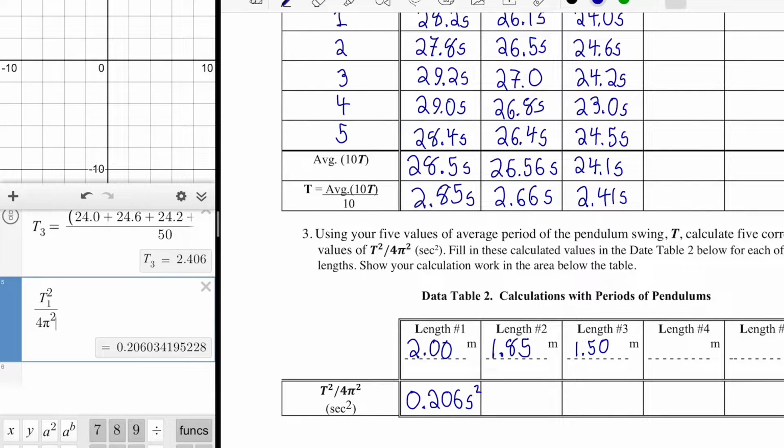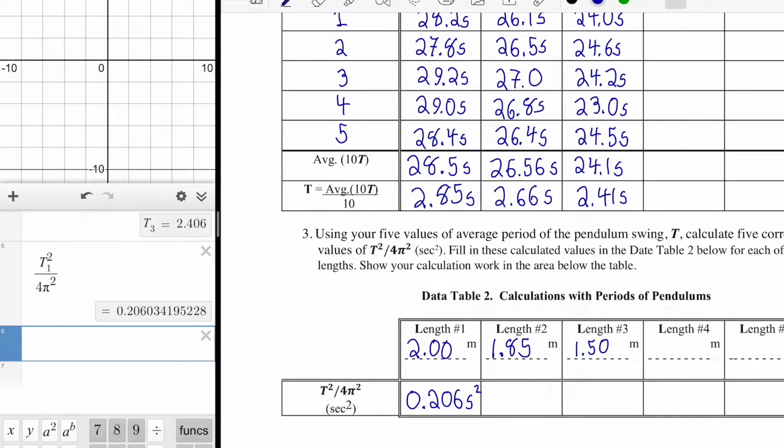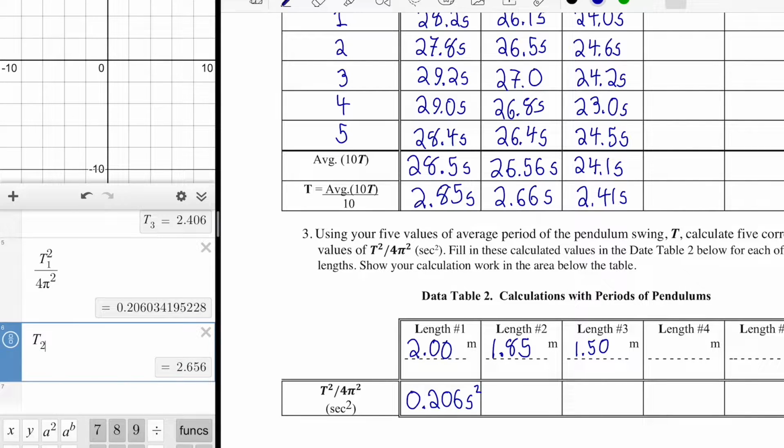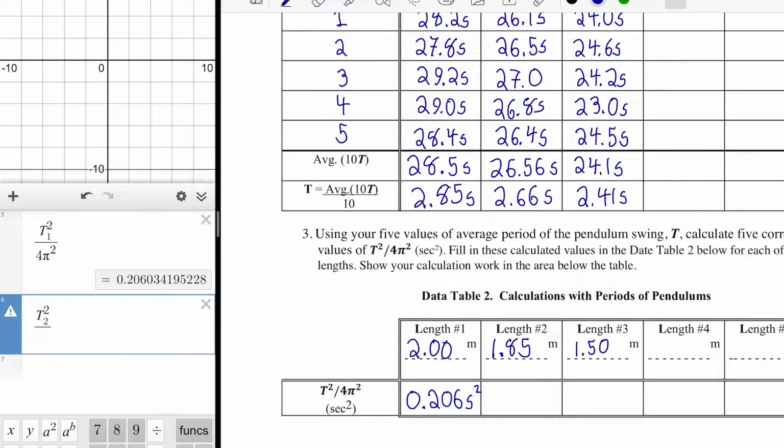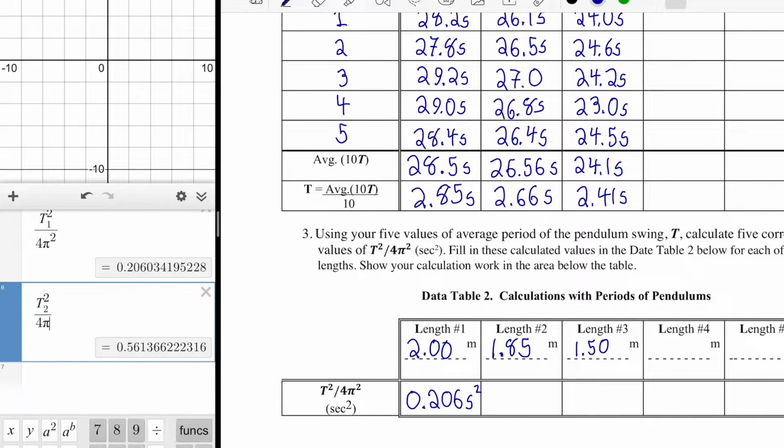Let's do the same thing for the second length, which would be T2. Okay, T2, there we are. And then square it. Looks good. And then of course, divide by 4 pi squared. So this one then would be 0.179. Notice I'm following the rules of rounding. The 8 rounds up to a 9 because 6 is bigger than 5. 5 also rounds up. That is a good thing to do.